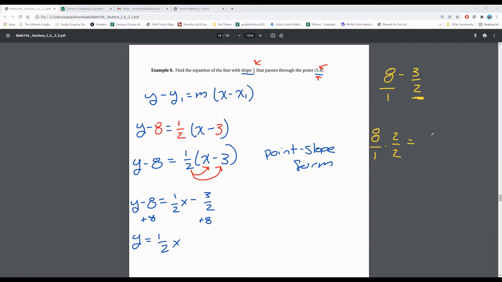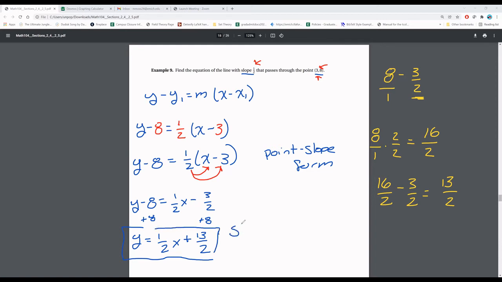We'll say 8 times 2, 8 and 8 is 16, and that's over 2. So 16/2 is the same thing as 8, and now I have a common denominator and I can carry out this subtraction. 16 minus 3 is 13, and then that just goes over 2. So negative 3 over 2 plus 8 comes out to be 13 over 2. And this would be the slope-intercept form of the equation of my line. So slope-intercept form here.